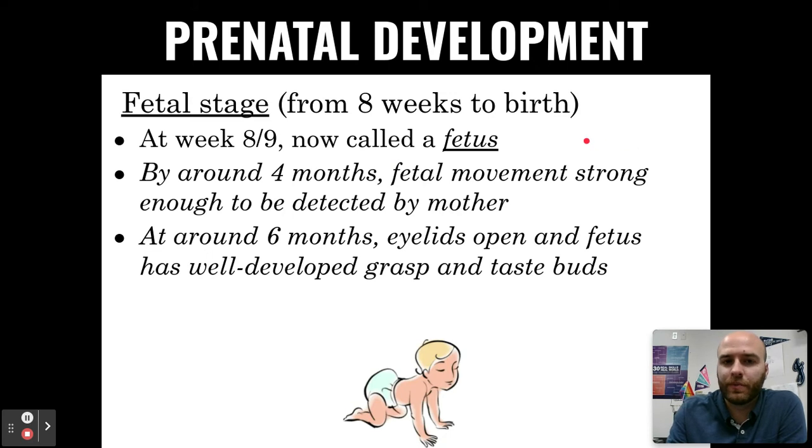So once we move from the embryonic stage, we move to the fetal stage. And this is from 8 weeks all the way up until birth. We call it the fetus, right? By around 4 months, fetal movement is strong enough to be detected by the mother. That can fluctuate depending on who the mother is and the development of the fetus, but that's generally on average when the mother first detects that first movement. And around 6 months, eyelids open and the fetus has a well-developed grasp and even taste buds, which is kind of crazy to think about. The fetus has taste buds before it's even born.